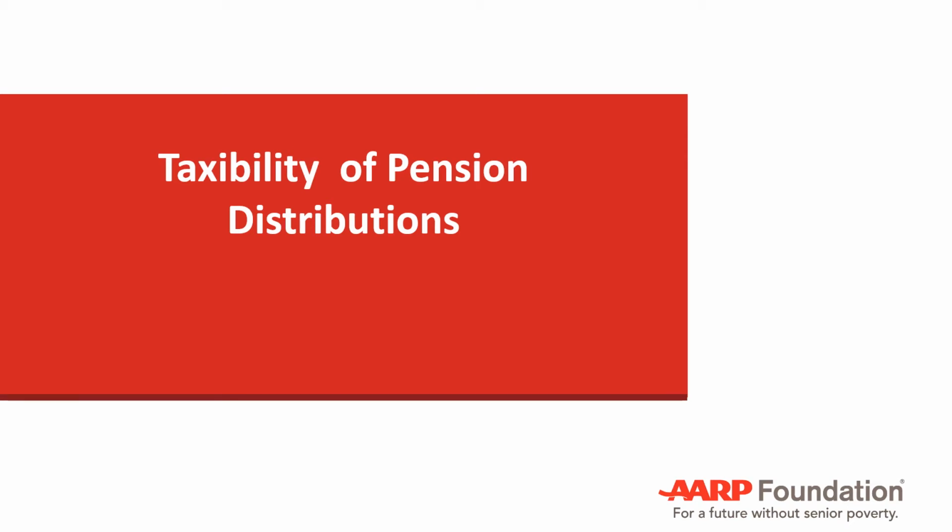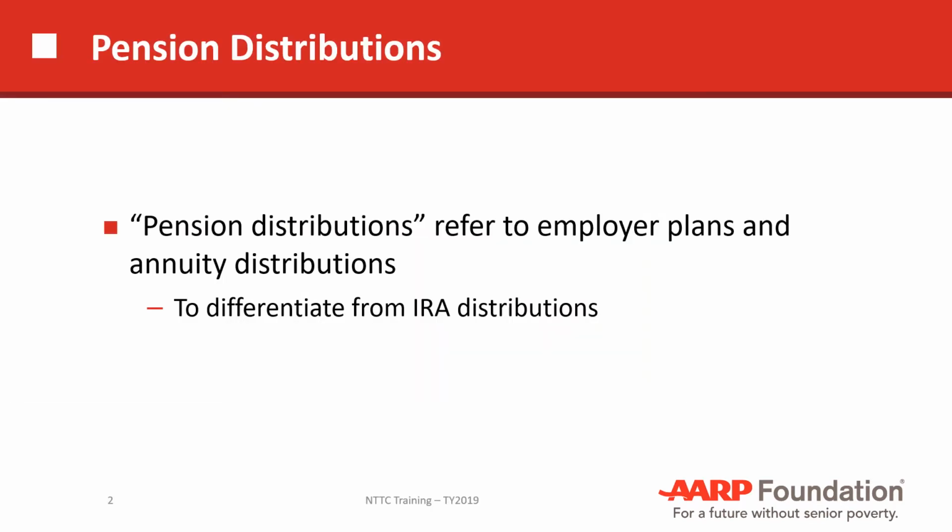This presentation talks about the taxability of pension distributions and something called the simplified method of calculating the taxable amount of a pension distribution. When we talk about pension distributions, these refer to employer plans and annuity distributions. And that differentiates those distributions from IRA distributions.